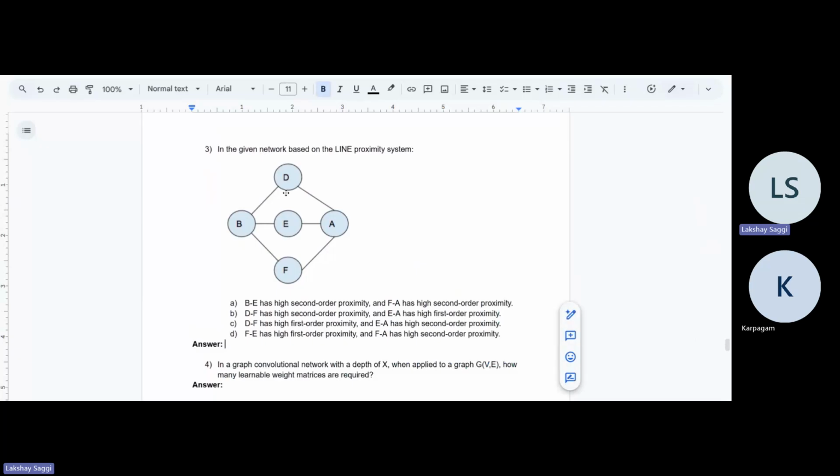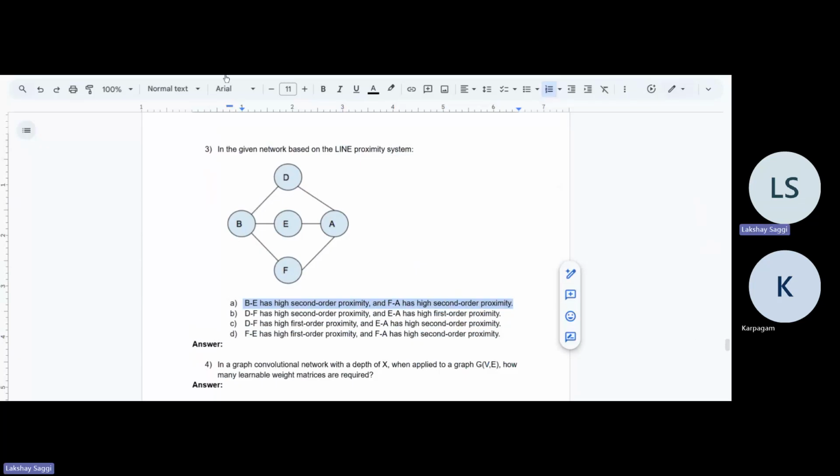The third question is about a network based on the LINE proximity system. Karpagam, I believe you can answer this, because you are now familiar with first order and second order proximity. Option A says that BE has high second order proximity and DF also has high second order proximity. For second order proximity we look at the common neighborhood. The neighborhood of B is D and F, whereas the neighborhood of E is B and A. So actually they don't have anything in common in the neighborhood.